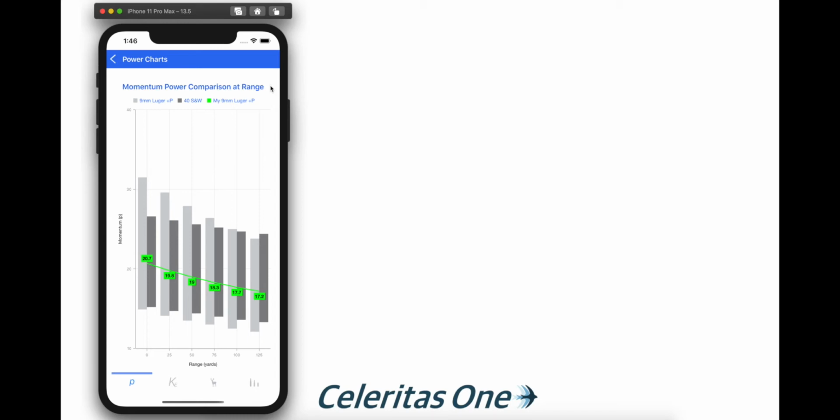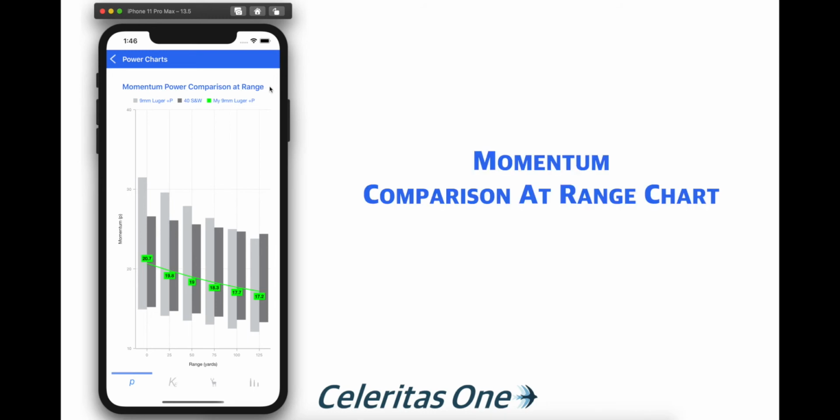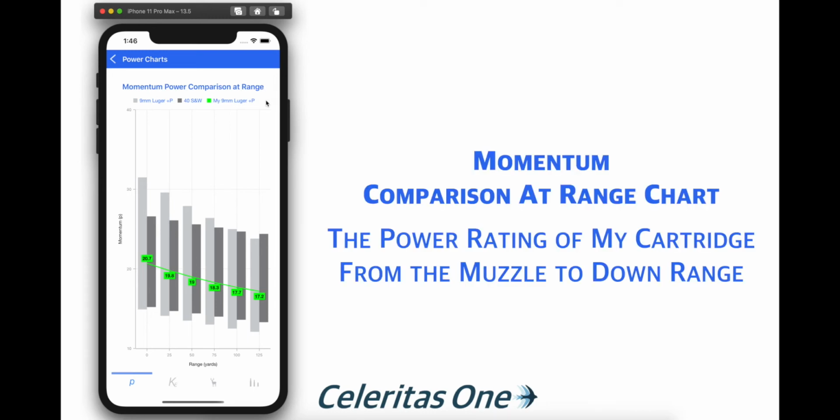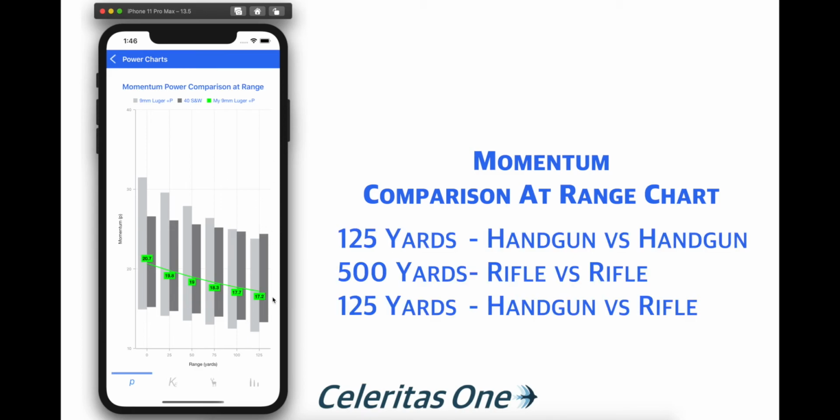Now, let's take a look at PowerAtTarget's unique value proposition with its intuitive charts. First, the title shows we are looking at the momentum at range graph. Second, is the power rating of my cartridge from the muzzle to down range, which is 125 yards for handguns and 500 yards for rifles.